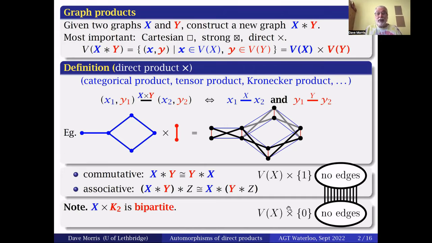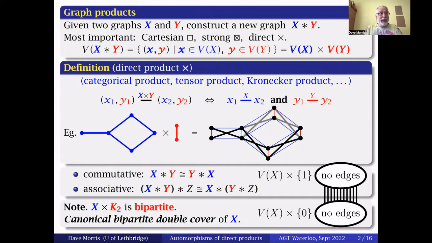There's X cross 0, or the vertices of X paired with 0, and the vertices of X paired with 1. And there's no edges within either of these layers. The edges all go between the layers. And in fact, this is a very important bipartite graph. It's called the canonical bipartite double cover of X.